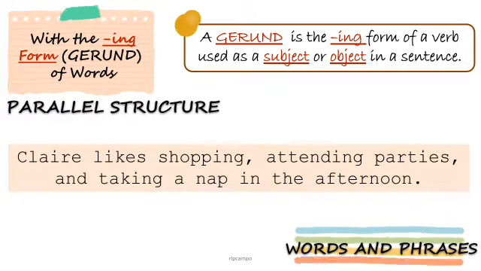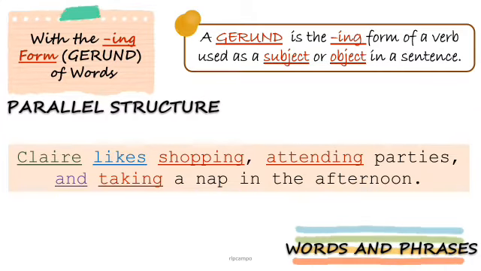Let's analyze the sentence. Claire is a noun which serves as the subject, and likes is the verb. This sentence has a parallel structure because shopping, attending, and taking, which are connected by the conjunction and, have the same grammatical structure which ends with ing or gerund.